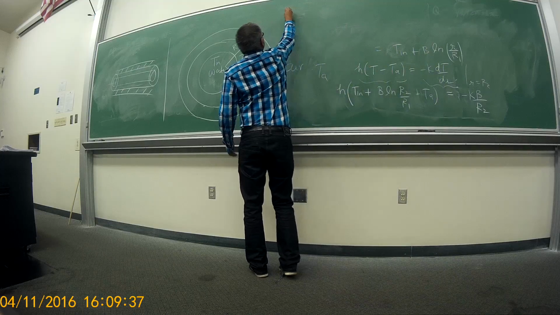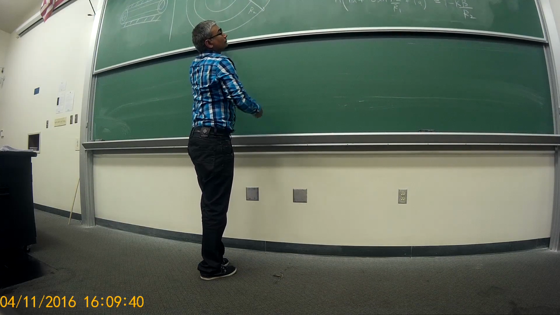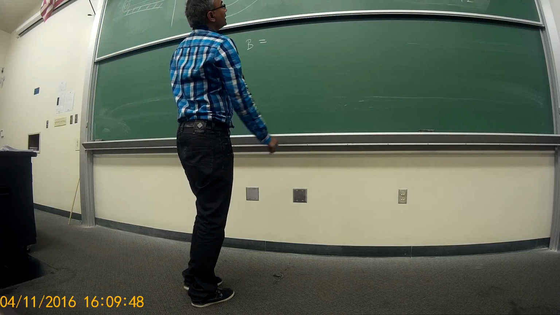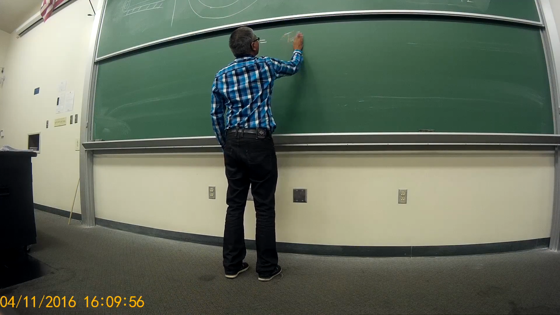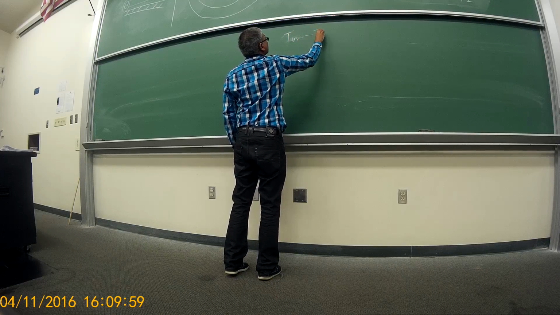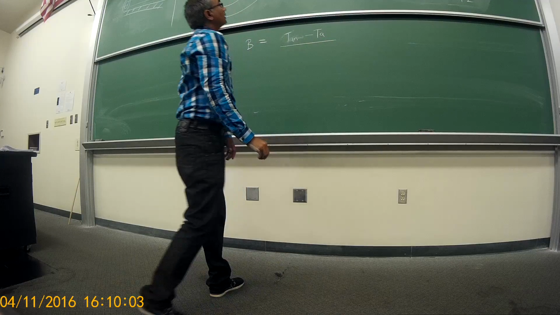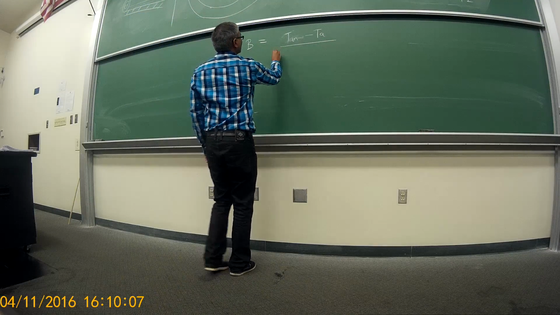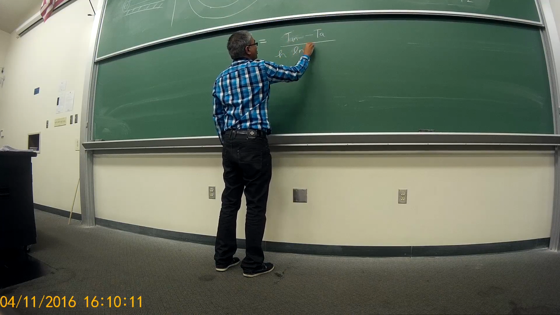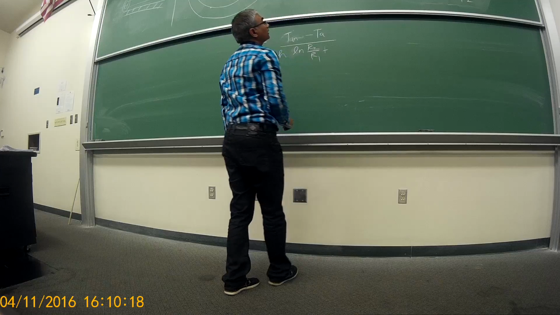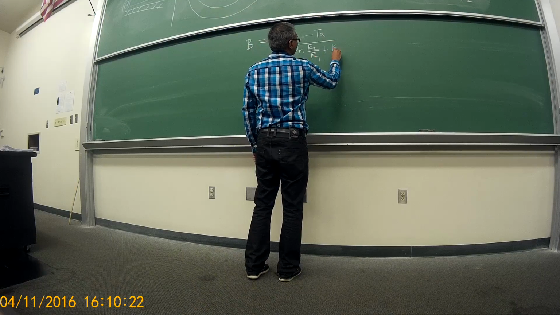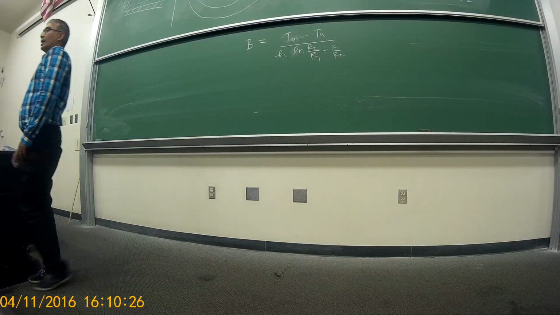So therefore, I guess I can do this. Therefore B becomes equal to T in minus T air, divided by H times log R2 over R1, plus K over R2. Right? All right, great. So that's our solution. So we have A, we have B, we have our temperature profile.